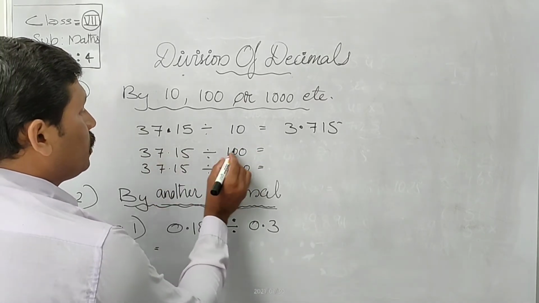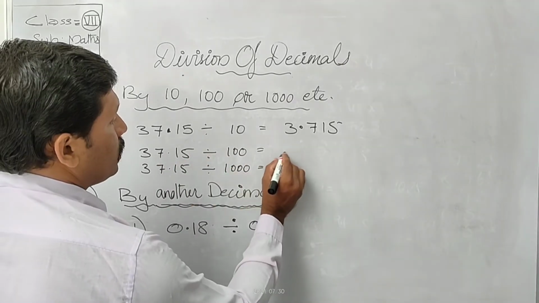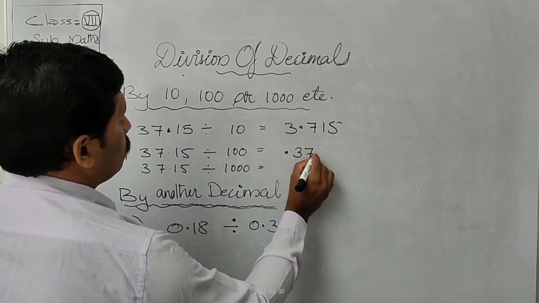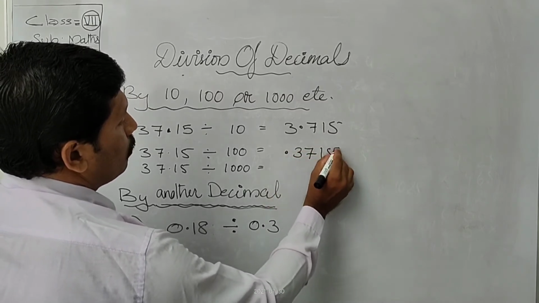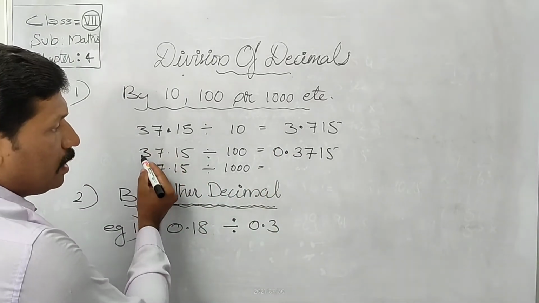Here, from here, decimal shifted 1 digit to the left side because in the divisor there is only 1 zero. And here, with division by 100, the decimal will shift 2 digits to the left side. That means it will be 0.3715. Here you can put a 0. Means from here 2 digits to the left.